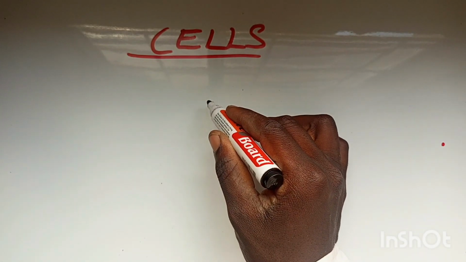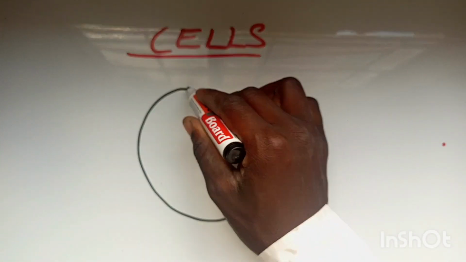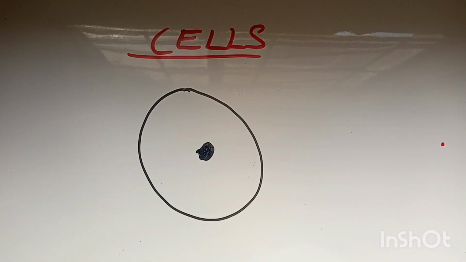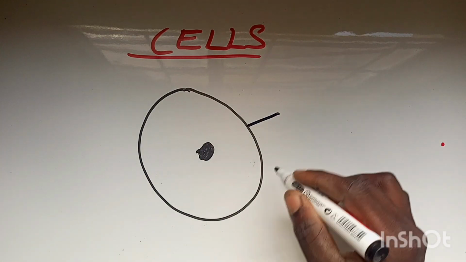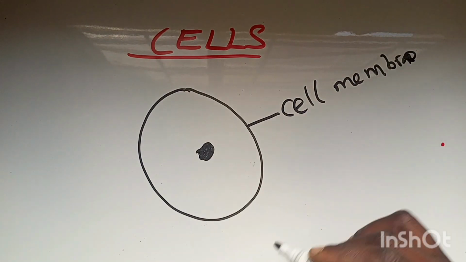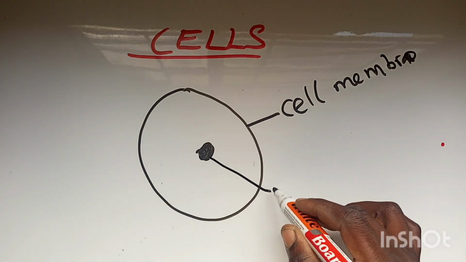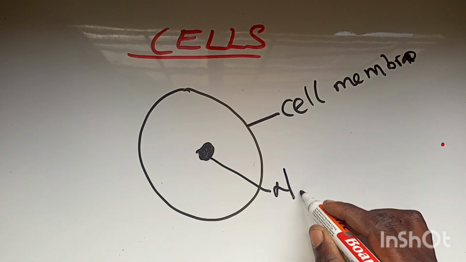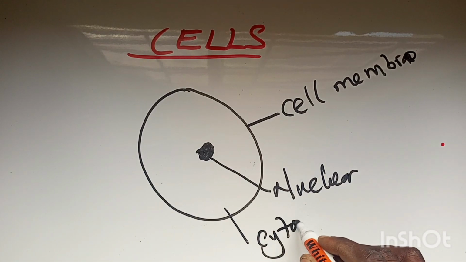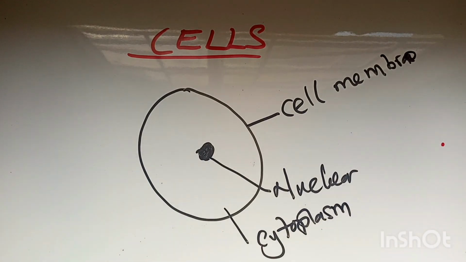So the animal cell, I will try to draw the structure here. The animal cell is like this. Then from there, here we have, this is the cell membrane. This is the cell membrane. This is the nucleus. Then here, this is the cytoplasm.